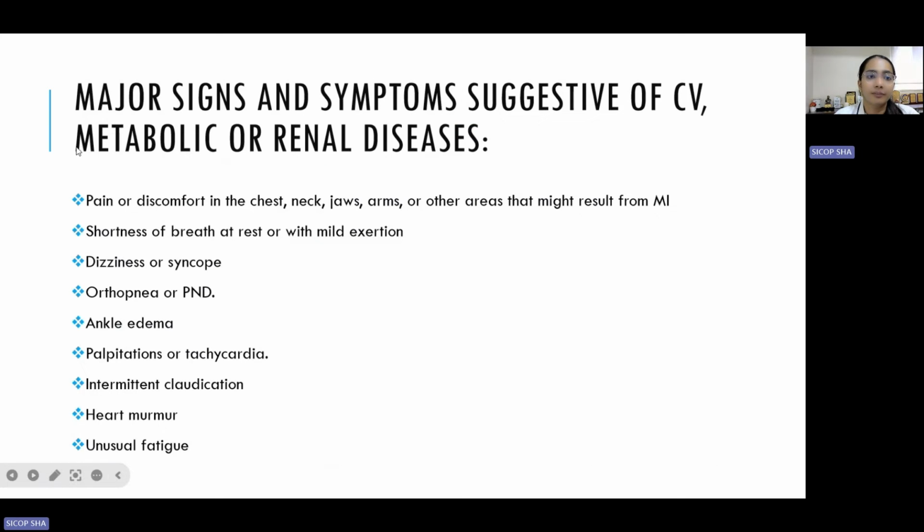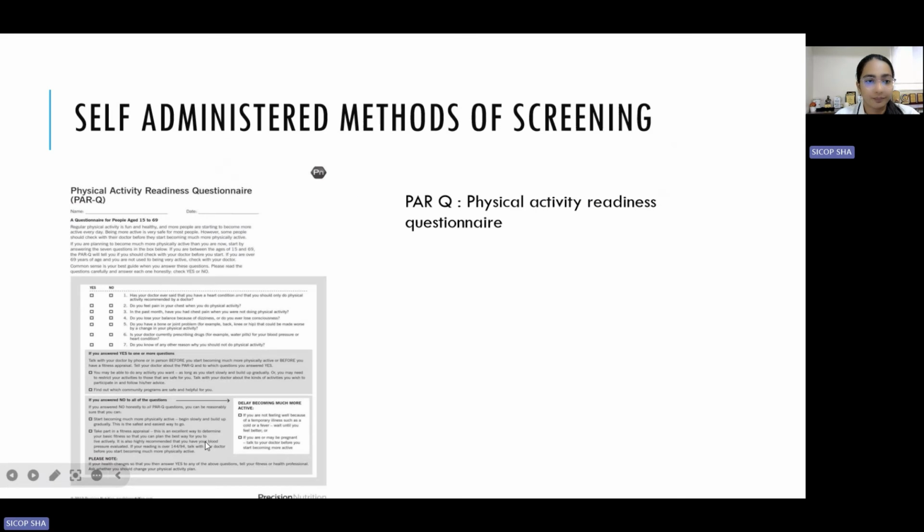Then, what are the major signs and symptoms? Again, this we have already seen. Pain and discomfort, shortness of breath, dizziness or syncope, orthopnea, ankle edema. This is a prominent feature of uncompensated heart failure. Palpitations or tachycardia, intermittent claudication, heart murmur, unusual fatigue. This is not very easily reported, so make sure you ask for it.